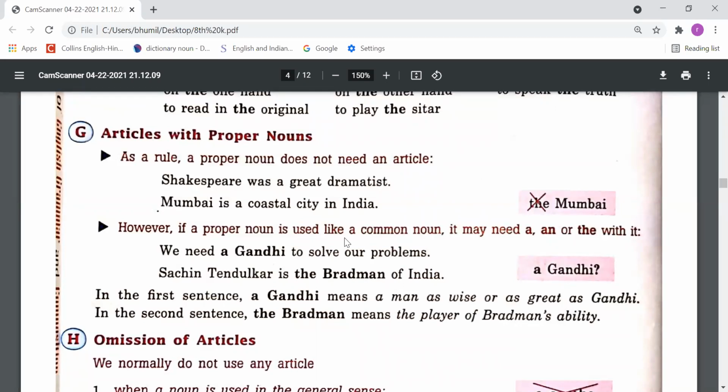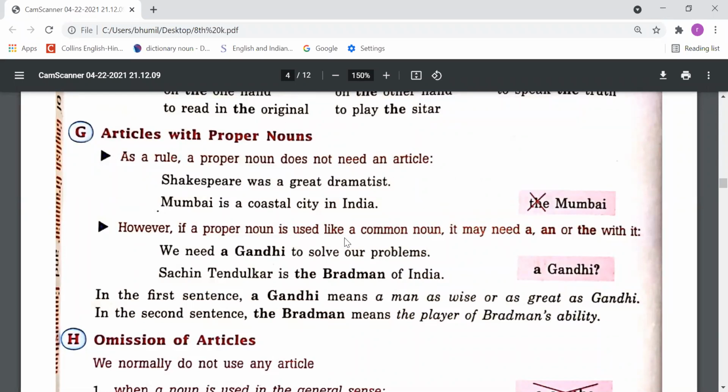So these are the proper nouns. With these proper nouns, there is no need to use the articles. But see the second point. However, if a proper noun is used like a common noun, it may need a, an, or the with it. So dear friends, sometimes we need to use the proper noun as a common noun. In that sense, we can use a, an, or the.